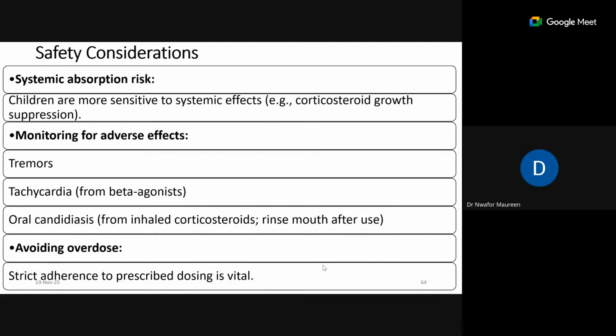For safety consideration, regarding systemic absorption, children are more sensitive to systemic effects, so we prefer inhaled agents in this case. You still monitor these side effects. It depends on the agent you are using. Strict dosing is vital.